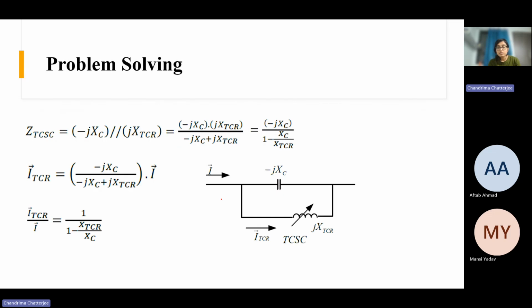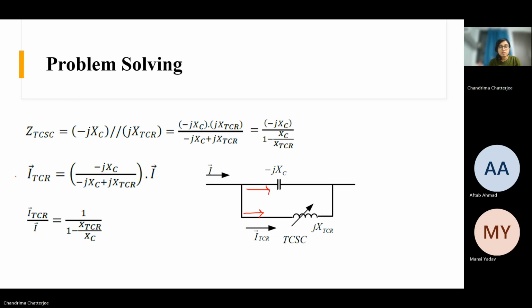Again, we will refer to the equivalent circuit of TCSC. So here, as we already discussed, the current has two paths because there are two parallel branches, one through the capacitor, another through the variable inductor.